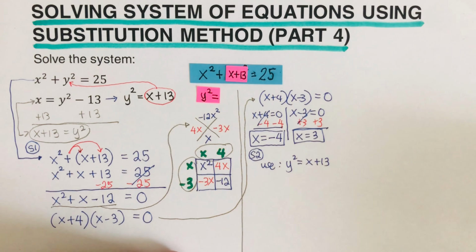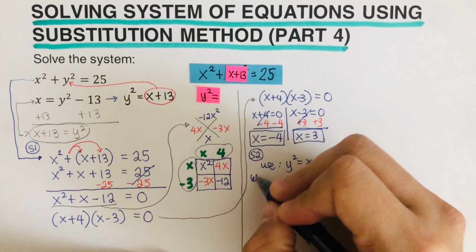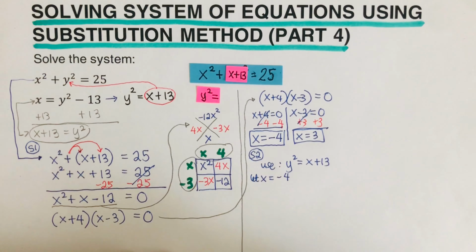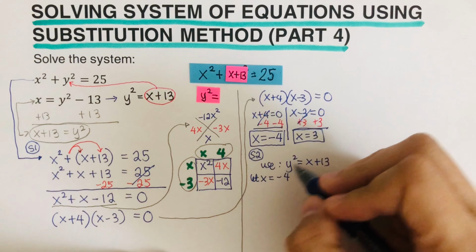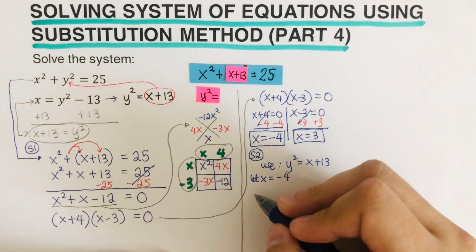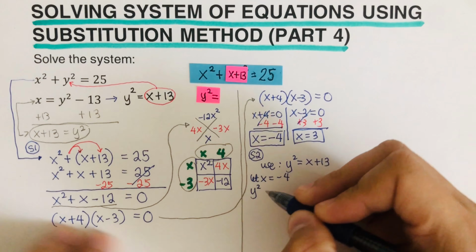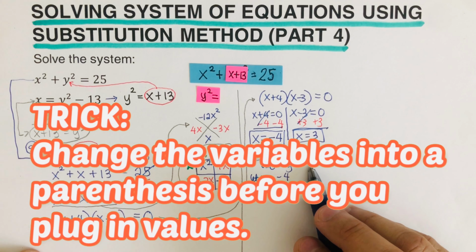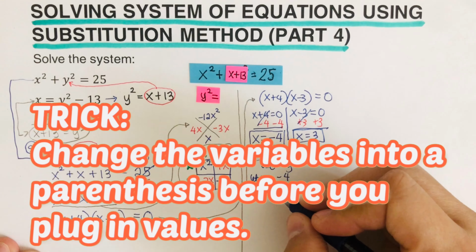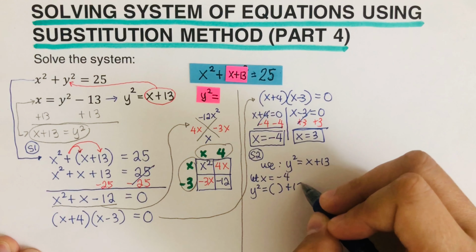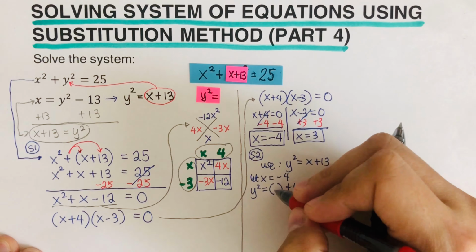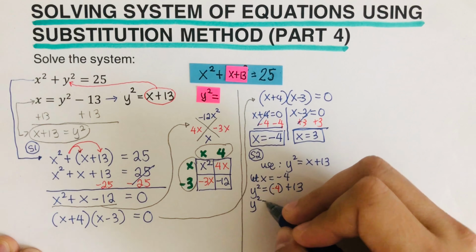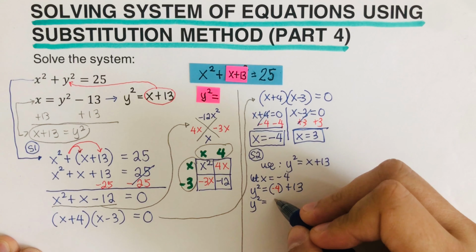So then let's have the first one. So we let x is equal to the first one, which is negative 4. So then we are going to plug it in here. So rewriting this equation right here, this would come out y squared is equal to, again, when we plug in values, we always change it into a parentheses before we plug in values. So that would be a parentheses plus 13. Again, our x is negative 4. So then I can go ahead and say y squared is equal to positive 9.